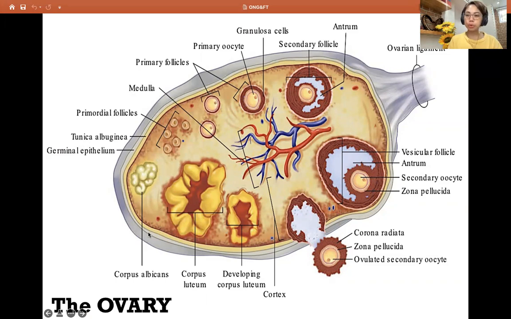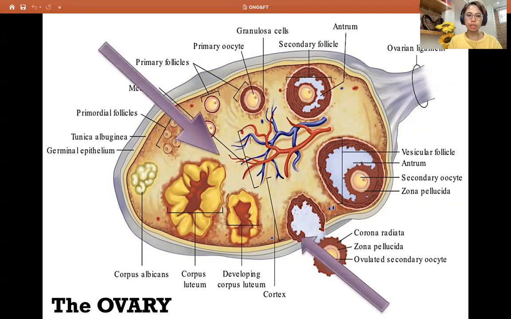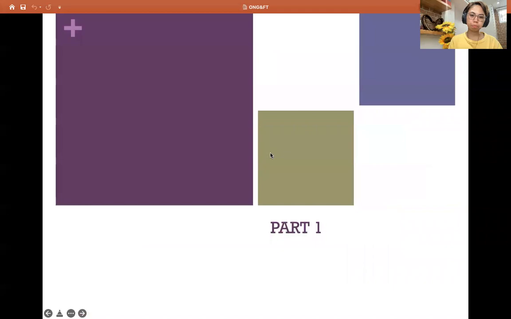What's the lining epithelium? Cuboidal epithelium. What else? All right, this is the stroma. This is the medulla. Okay. You will see here in the middle, the blood vessels. This is the hilum. Okay. I hope I made arrows. Yeah, I do. Okay. Cortex, medulla, hilum. Okay, this is the hilum where the blood vessels enter.